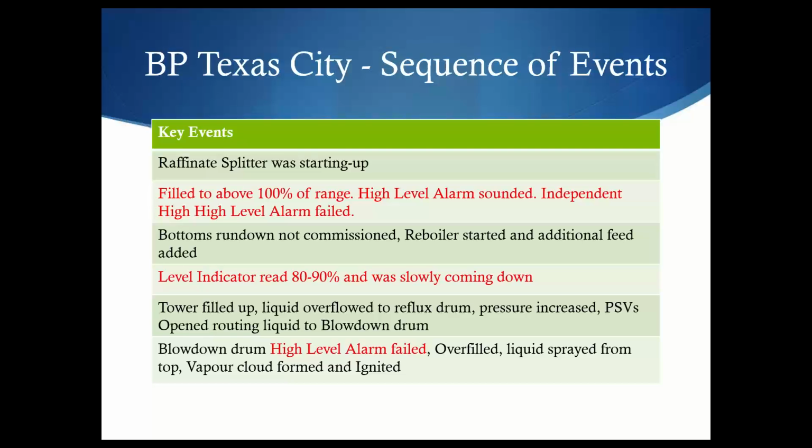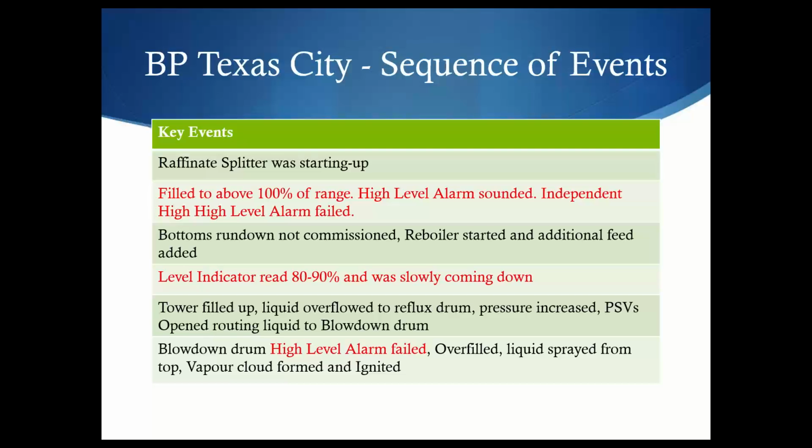The bottoms rundown at the time wasn't commissioned, but they started up a reboiler, and that added additional feed and also started to heat up. And it was the heat up that actually caused some of the measurement issues that I'll show you in a second. The level indication was showing 80 to 90%, and it was slowly coming down. So the operators didn't actually think they were overflowing, even though the level was rising.